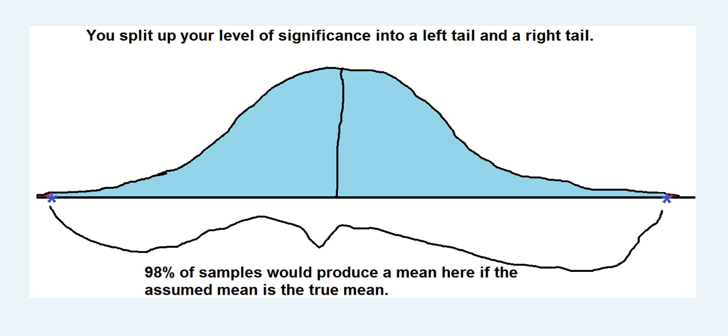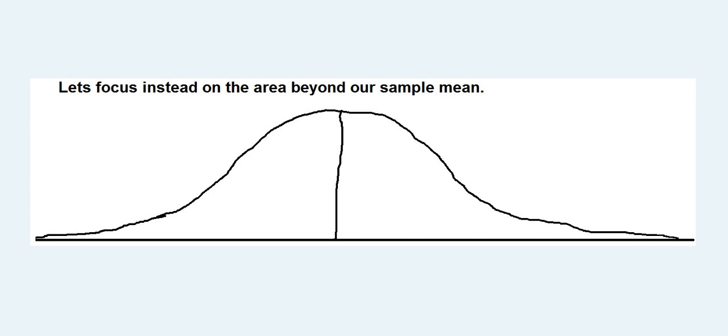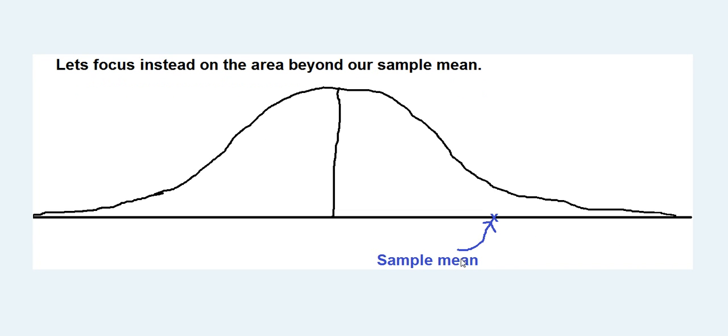So that covers the critical value approach, but we don't really use the critical value approach anymore. With the critical value approach, you have to calculate those tipping points, and that's going to be unique to every problem. Well, there's another thing that you can focus on where you don't have to come up with the middleman. Instead of focusing on those tipping points, let's instead focus on the area beyond your sample mean. So for example, let's say that you take a sample and your sample mean falls right here.